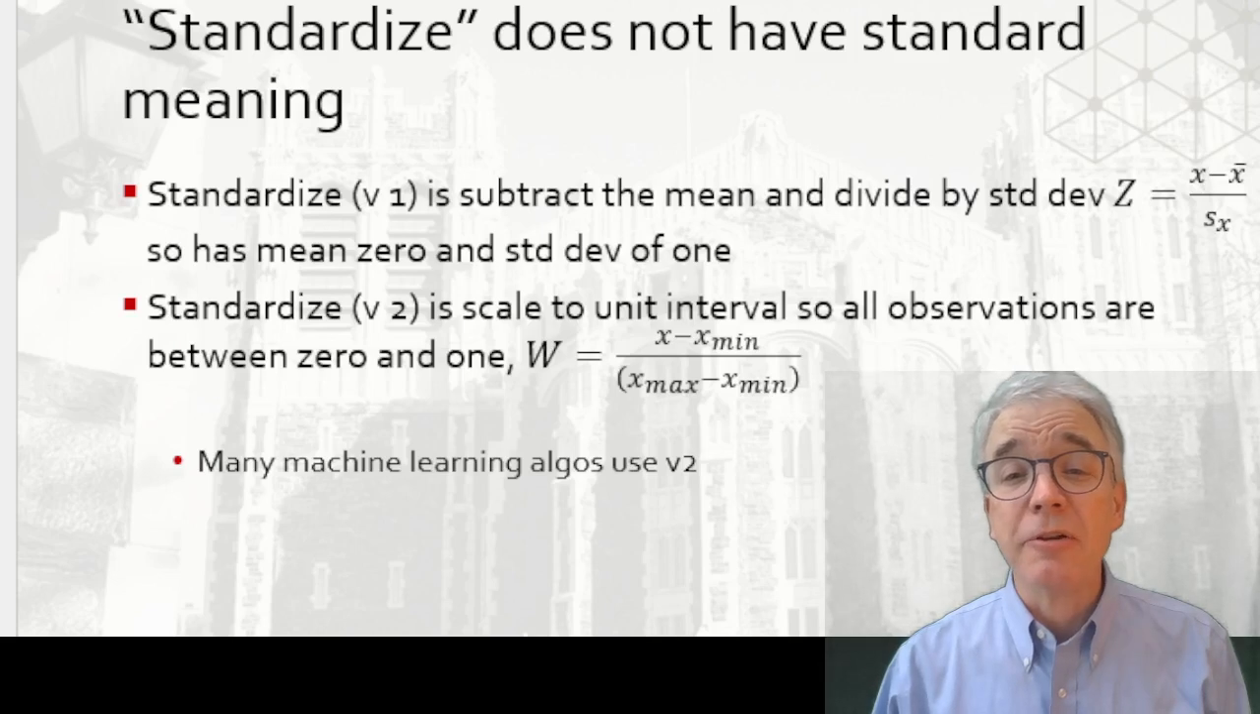Another meaning of standardization, which I call version 2, is more common in machine learning algorithms. That version would scale everything to a unit interval, so all the observations can be squashed between 0 and 1. That is again a linear transformation. We define w to take every value of x, subtract off the minimum, and divide by the difference between the max and the min. So both z and w are going to have a normal distribution as long as the underlying x's have a normal distribution.